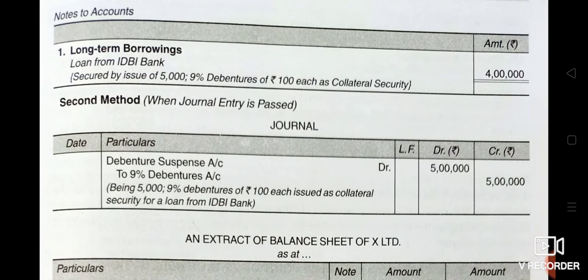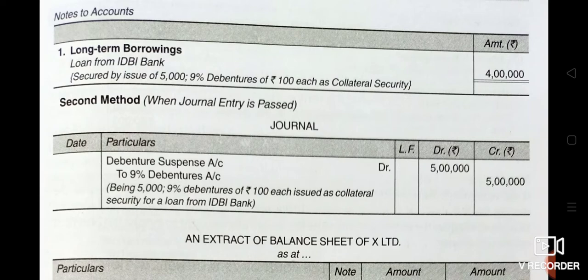Okay, so see here, in long term borrowings: loan from IDBI Bank 4 lakhs, and in brackets it is given, secured by issue of 5,000 8% debentures of rupees 100 each as collateral security. Okay, no entry will be passed in the first method for debentures given as collateral security. Only the entry on taking a loan will be passed in the first method.